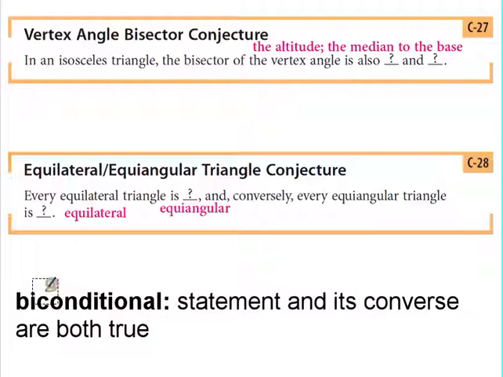And then last but not least, the definition of a biconditional: a statement and its converse are both true. Okay, and that's something I want you to file away to a later date. Now on this next slide, we're not going to go there yet. We're just going to look at some examples of the types of problems you're going to have on your homework.